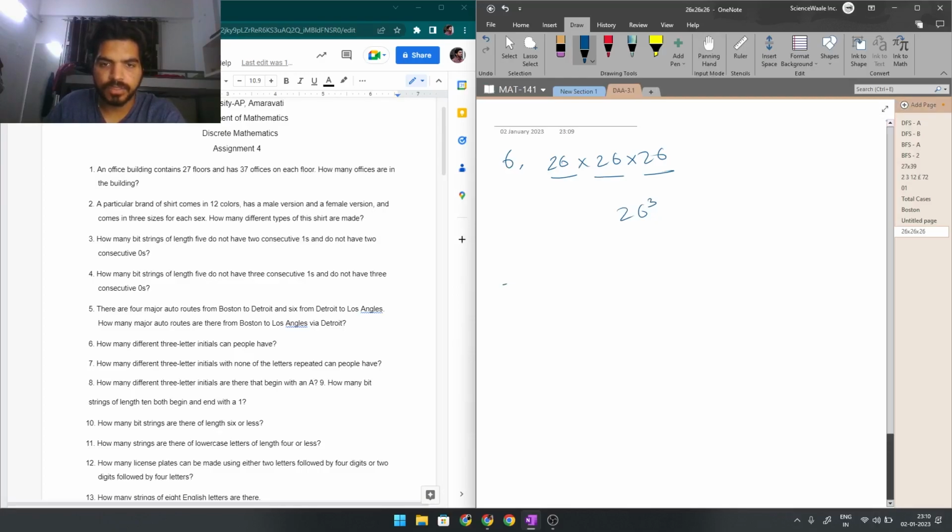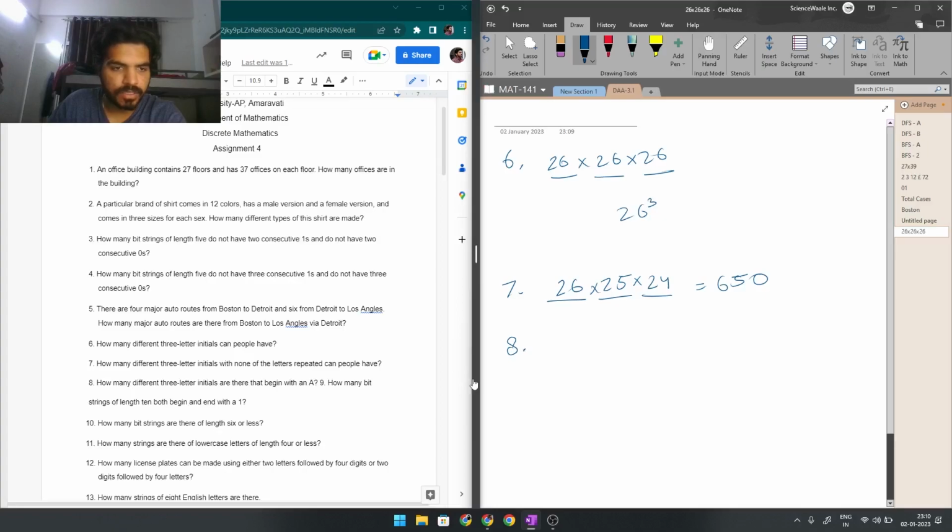Moving on to the next question. Question number 7. How many three-letter initials? This time the condition is specified that we don't have to repeat. So the first place will have 26 options, just like the previous one. But the next one will have one less option, since one is already used in the first place. So the answer this time will be 15,600, I guess. Product of all these three.